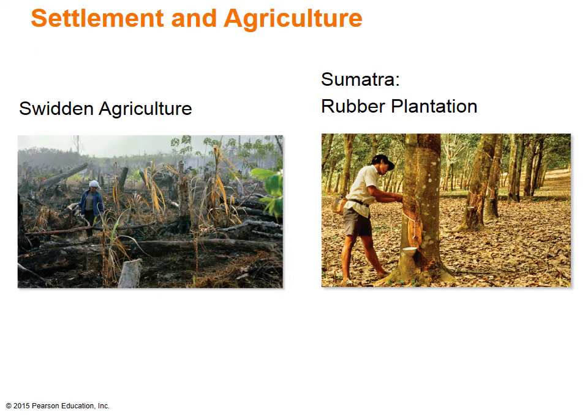In the uplands, swidden agriculture, which is a slash and burn technique, as shown in the photo on the left, is widely practiced. In the swidden system, small plots of tropical forest or brush are periodically cut or slashed by hand. The fallen vegetation is then burned to transfer nutrients to the soil before subsistence crops are planted.